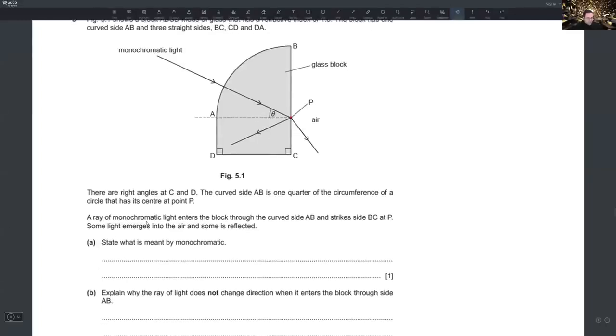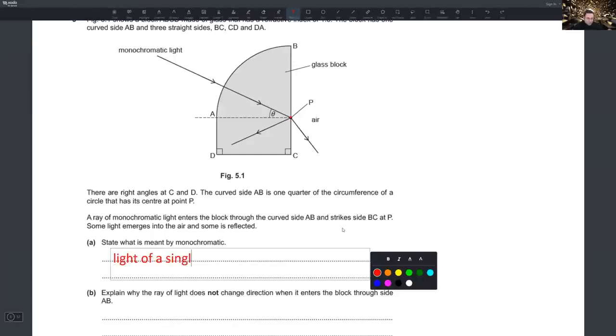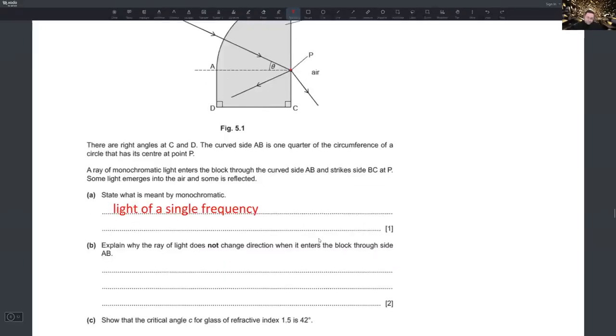A ray of monochromatic light enters the block through the curved side AB and strikes side BC at P. Some light emerges into the air and some light is reflected. What is meant by monochromatic? Light of a single frequency, or one frequency.